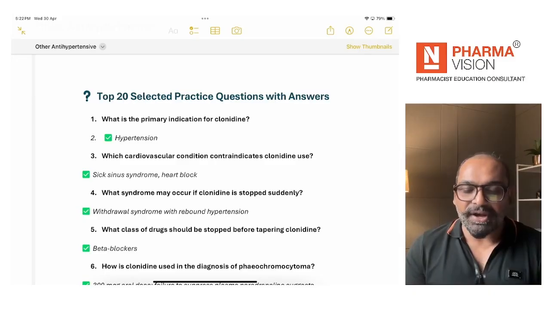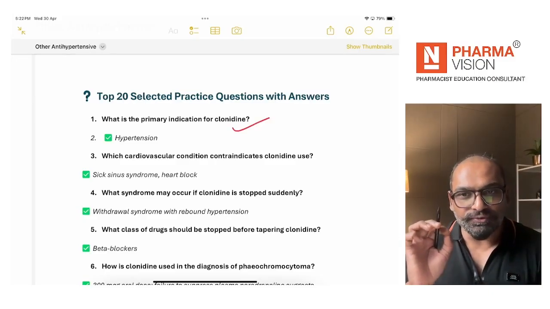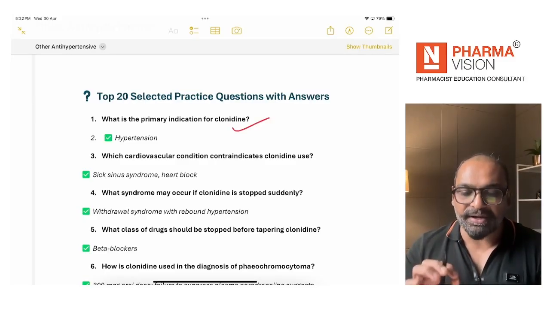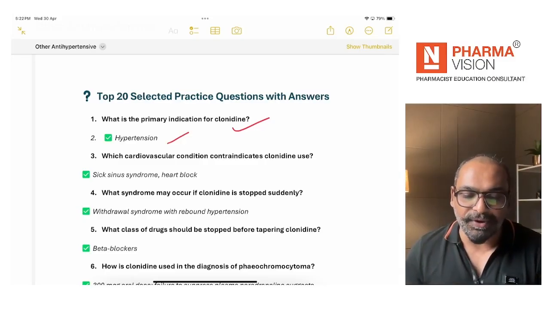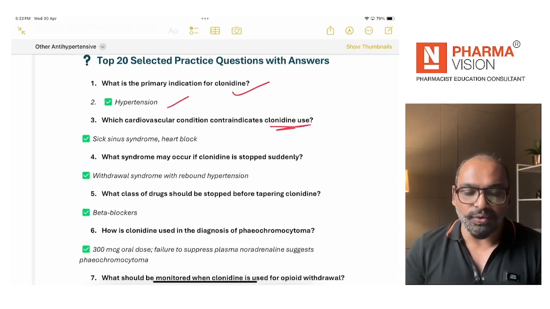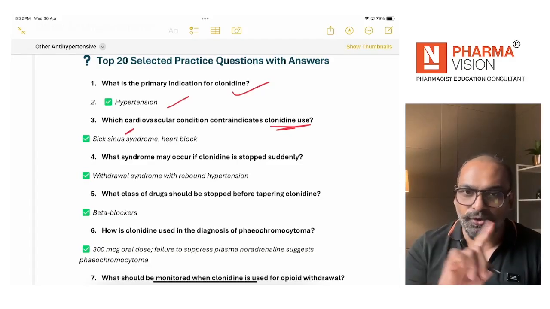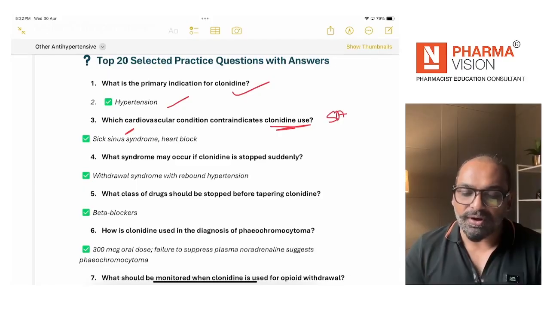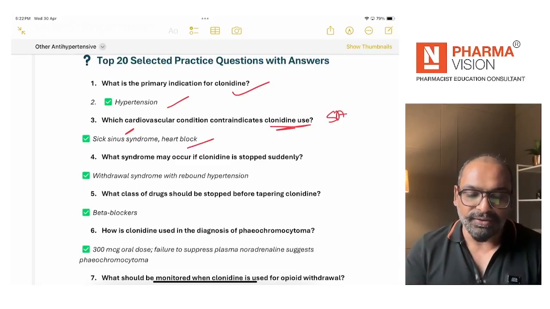What is the primary indication of clonidine? Clonidine is used for many different purposes, but the primary purpose here is hypertension. Which cardiovascular condition contraindicates clonidine use? Sick sinus syndrome. We don't use clonidine there. Why? Because the SA node is not functioning properly, and there is heart block. In these conditions, clonidine should not be used.